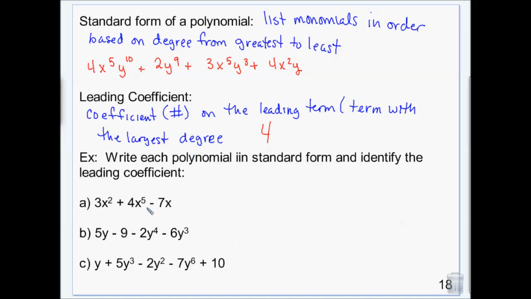So we put these in order. My degrees are 2, 5, and 1. To put that in order, I'm going to list the 5 first, then the 2, then the 1. Here my degrees are 1, 0, 4, and 3. So I'm going to put the 4 first, and it's negative, and that's okay.